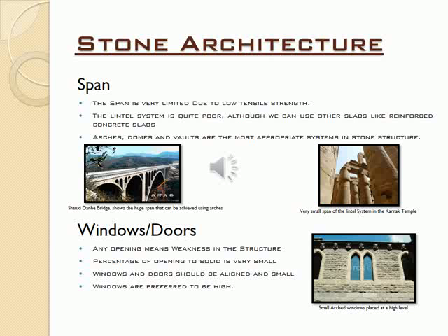The last factor to be considered while designing is the openings. Any opening means a weakness in the structure. Therefore, we cannot have large openings or curtain walls like most modern designs require. The percentage of opening to solid is quite low, and windows and doors should always be aligned so that we have the line of weakness aligned, not scattered throughout the structure. Windows are also preferred to be high so that the opening of the window is only carrying the roof or the ceiling of the structure rather than the entire floor.